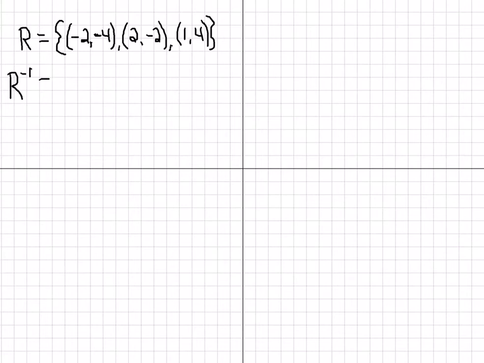So the inverse then is to switch these X and Y's around. So it would be (-4, -2). It would be (-2, 2). And it would be (4, 1). I switched all my X's and my Y's around, and I got the inverse.